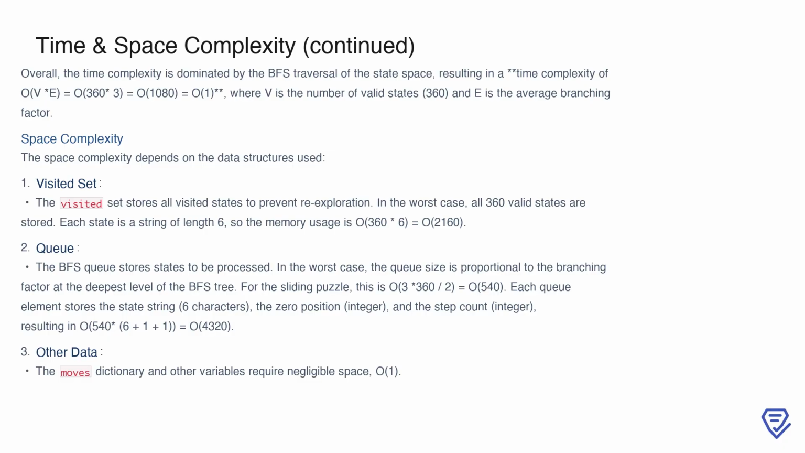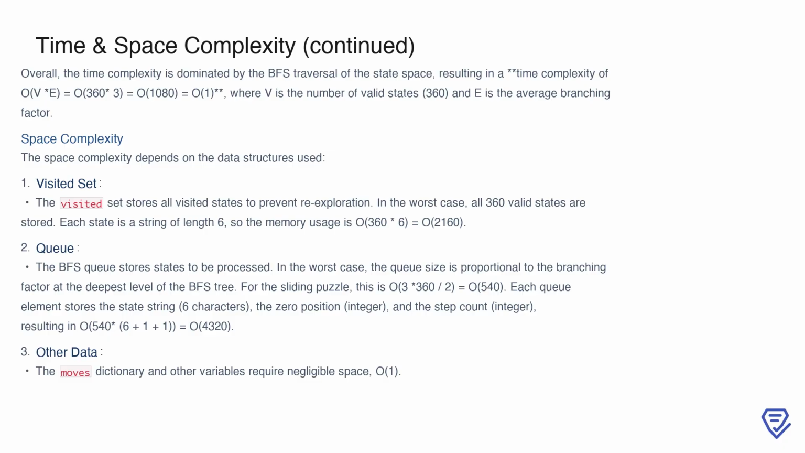The BFS queue is another major contributor to space usage. At its maximum, the queue size corresponds to the branching factor at the deepest level of the BFS tree, which is roughly half the total state space. This gives 3 times 360 divided by 2, or 540, as the maximum queue size. Each queue element includes the state string, the position of the empty tile, and the step count, which totals 8 units of storage per element. Multiplying this by the maximum queue size gives a total memory usage of 4,320 for the queue.